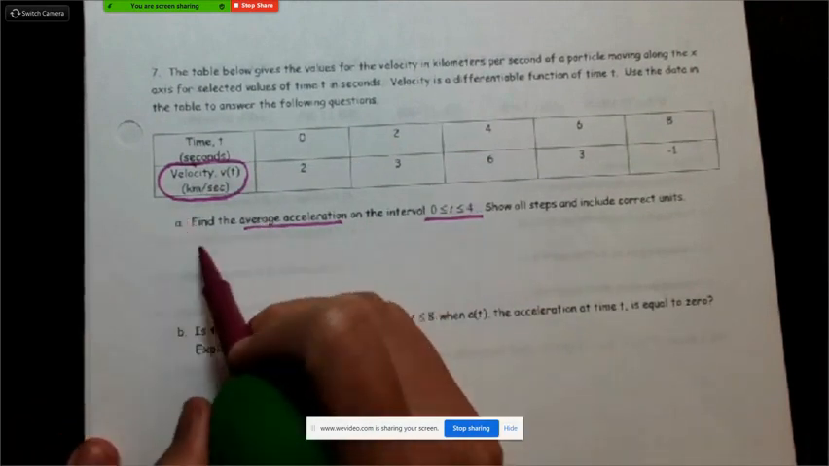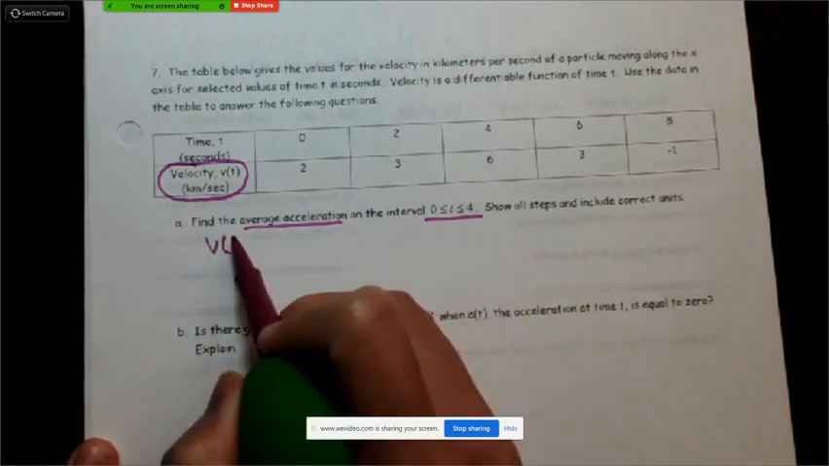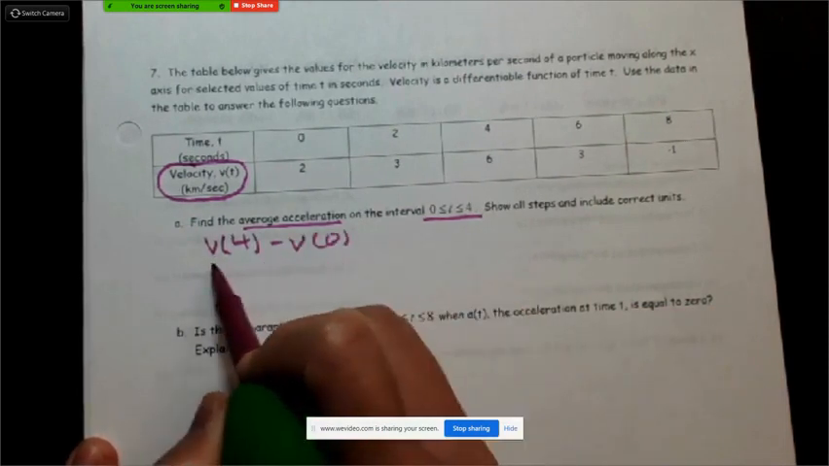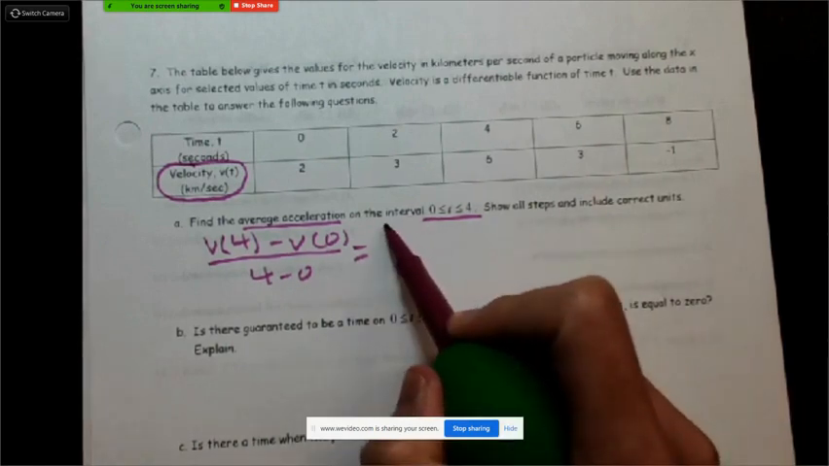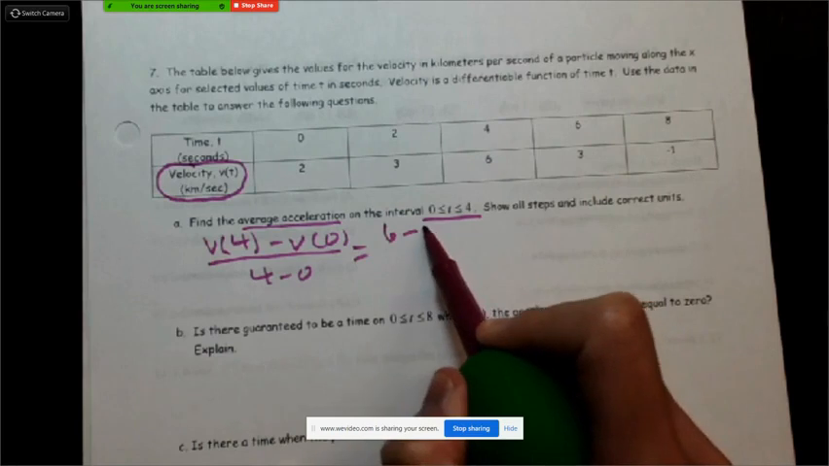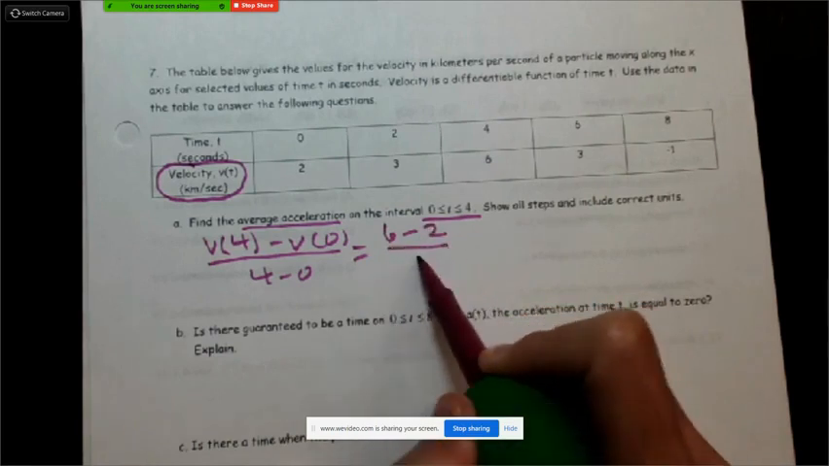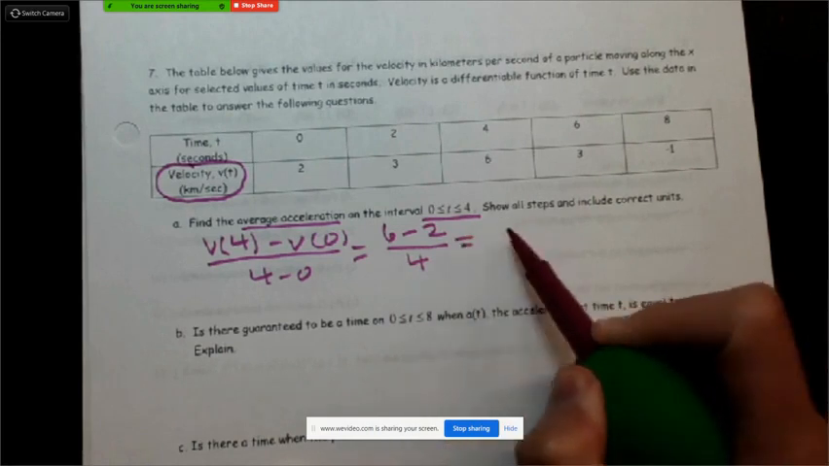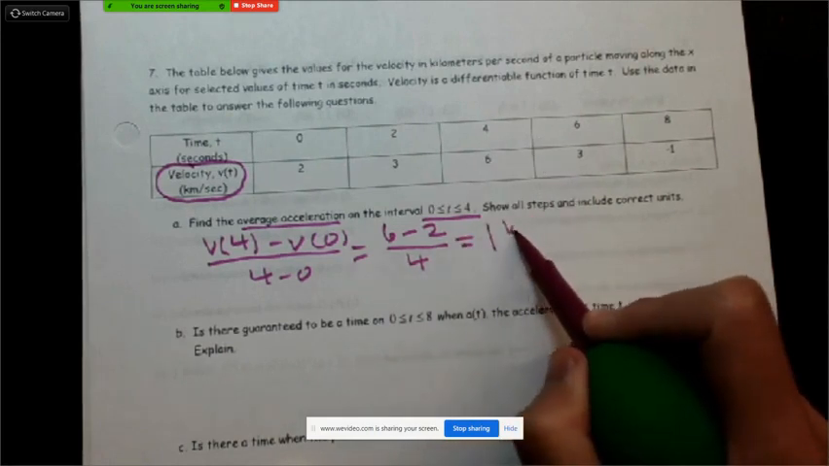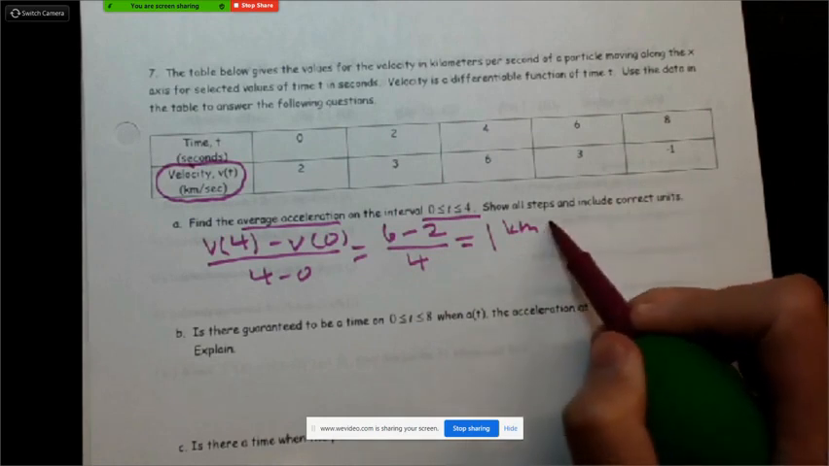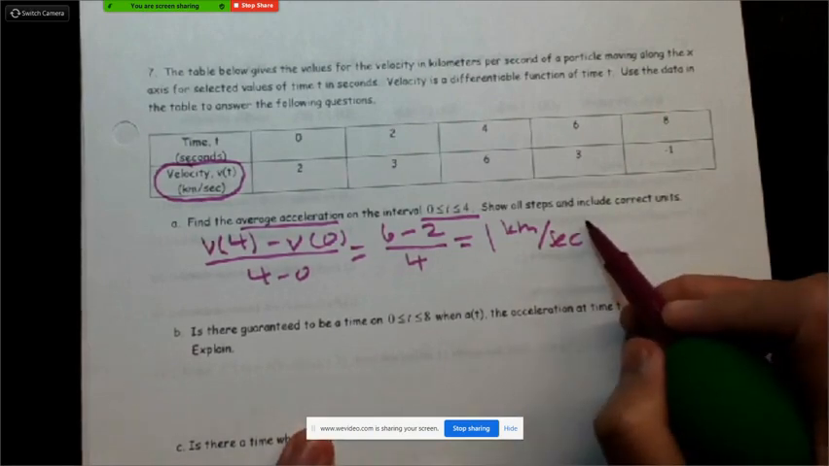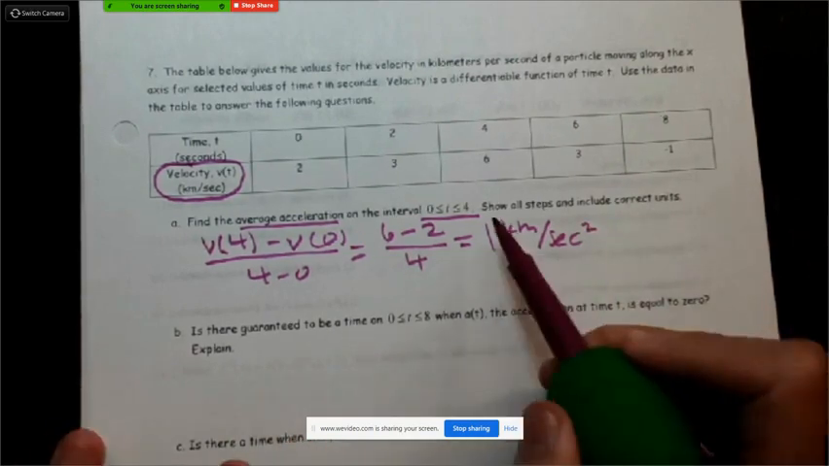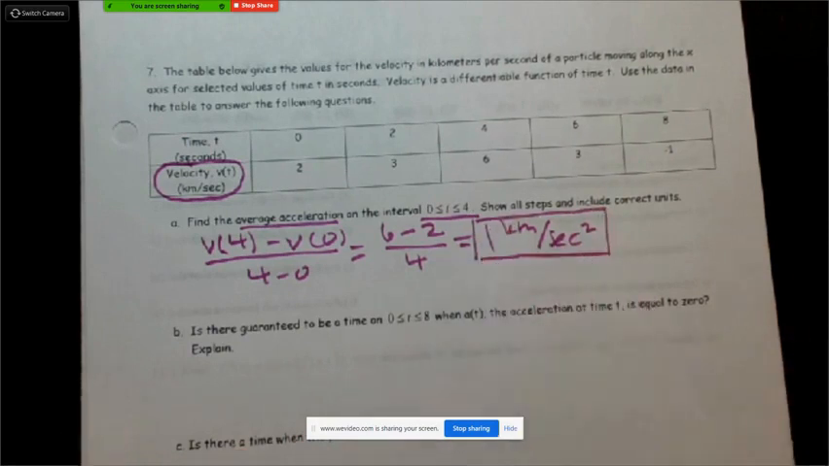So to find the average of that, we would say v of 4 minus v of 0 all over 4 minus 0. And then go to your table. What is the velocity at 4? What's the velocity at 0? 2. And then we know 4 minus 0 is 4. And that's going to give us basically 1 kilometers per second something. What happens to our denominator when we take it over the time again? Second squared. So we got that part done. Are we good on that?